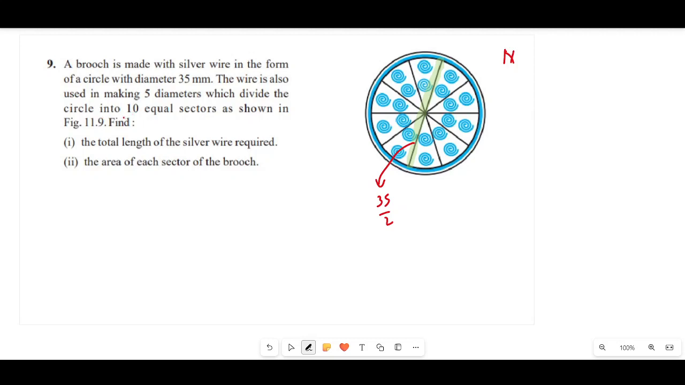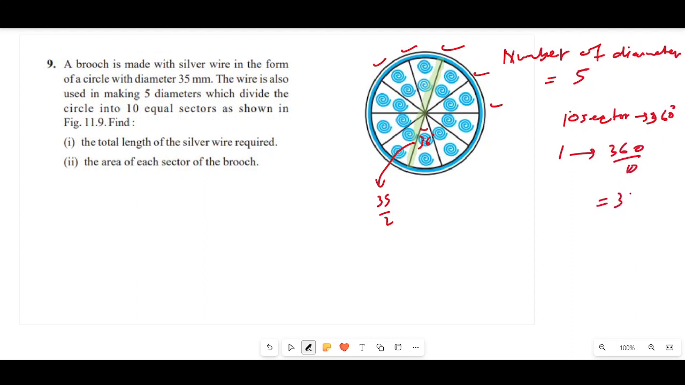The wire is also used in making 5 diameters which divide the circle into 10 equal parts. So the number of diameters is given as 5. Count it: 1, 2, 3, 4, 5. Clear? There are 5 diameters, which divide the circle into 10 equal parts. If there is 360, so each angle makes 36 degree, because 10 sectors equal 360 degree. So one sector will be 360 by 10, that will be 36 degree. Clear? That will be 36 degree.